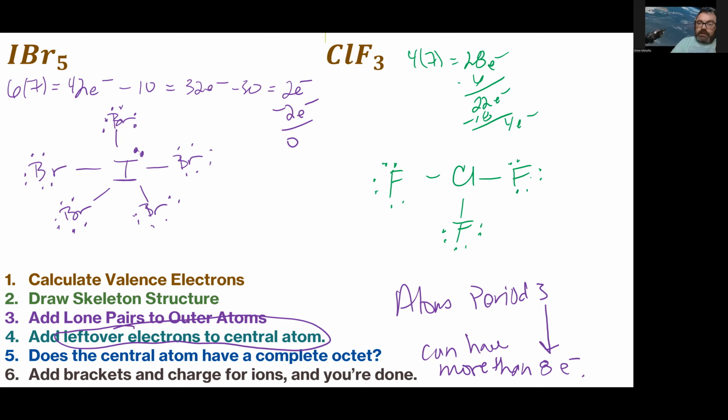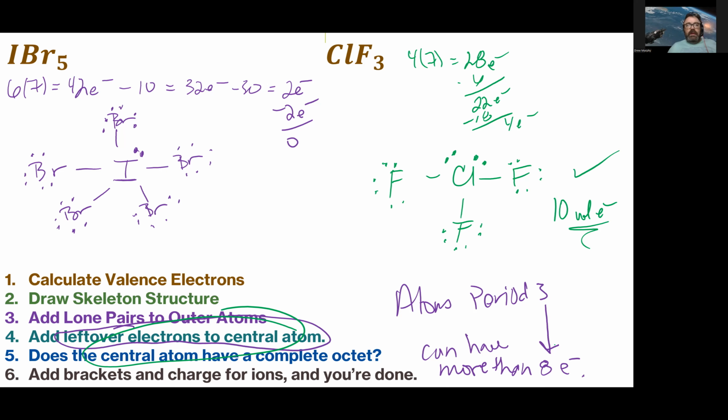And we have electrons left over again, so they're going to go on the central atom as pairs. Just kind of put them in there wherever you can get them to fit. There we go. Keep them as pairs. That looks nice. Now this chlorine has 10 valence electrons. That's okay because chlorine is in period 3 or higher.